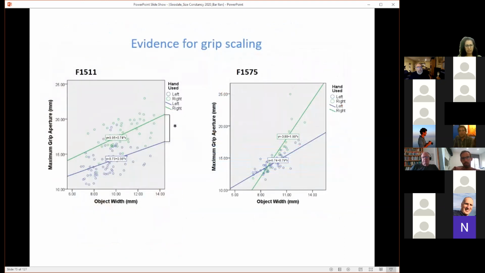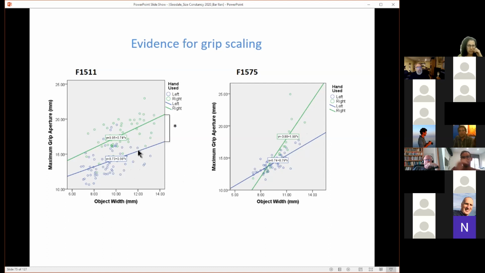So when you do this, what you see is, this is the left and the right hand. There is scaling for object size, so that they open their hand wider for big pieces of food as compared to small pieces of food. So it's a nice model. There are differences between the left and the right hand.